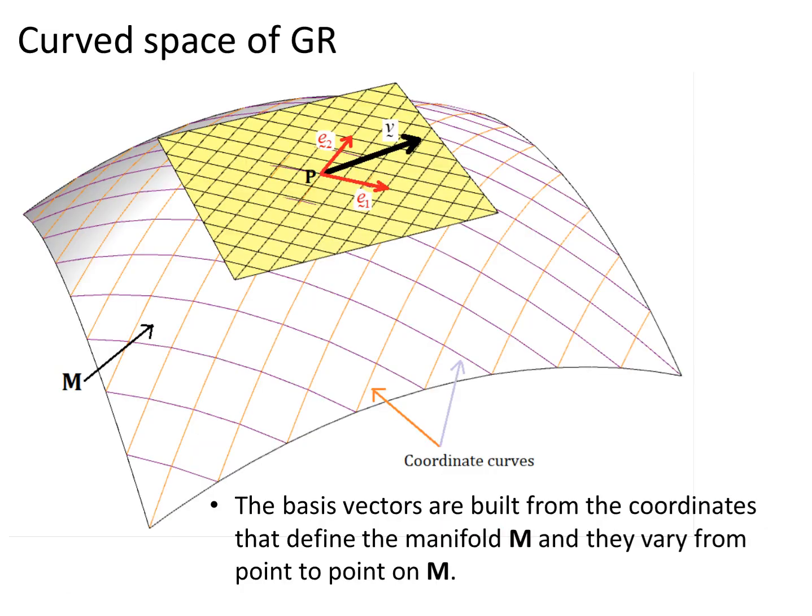Now in curved space, we have our manifold, and for instance here we have a two-dimensional manifold, and we have the coordinate curves where one coordinate is held constant and the other is varied. And so we generate this set of curves and they define our manifold. The basis vectors are built from the coordinates that define the manifold M, and as a result they are called the coordinate basis, and they vary from point to point on M. It turns out the orthonormal basis will also vary from point to point.